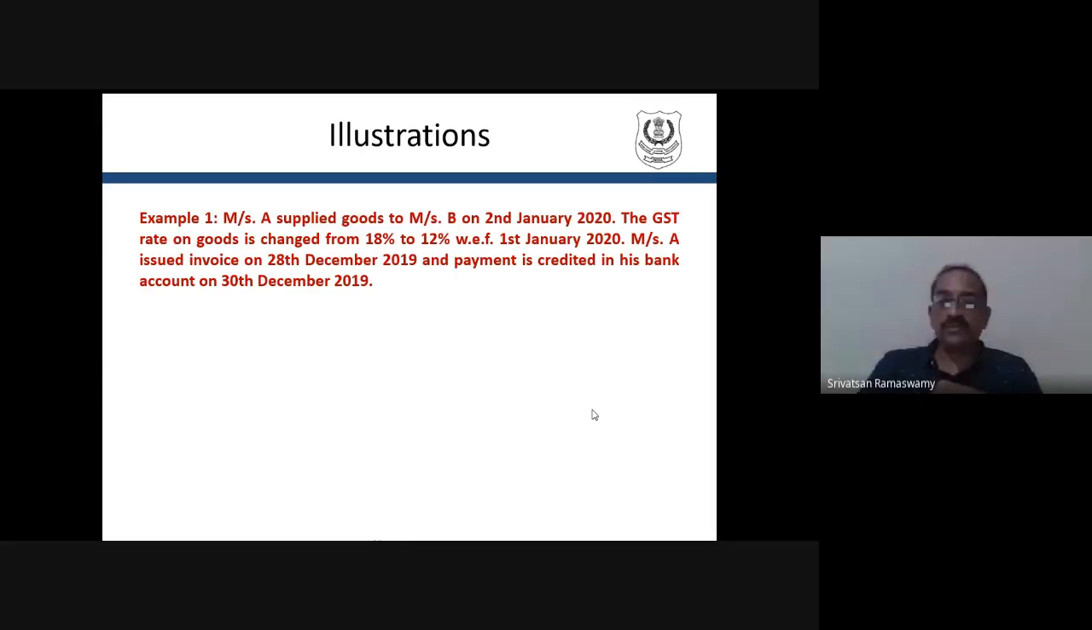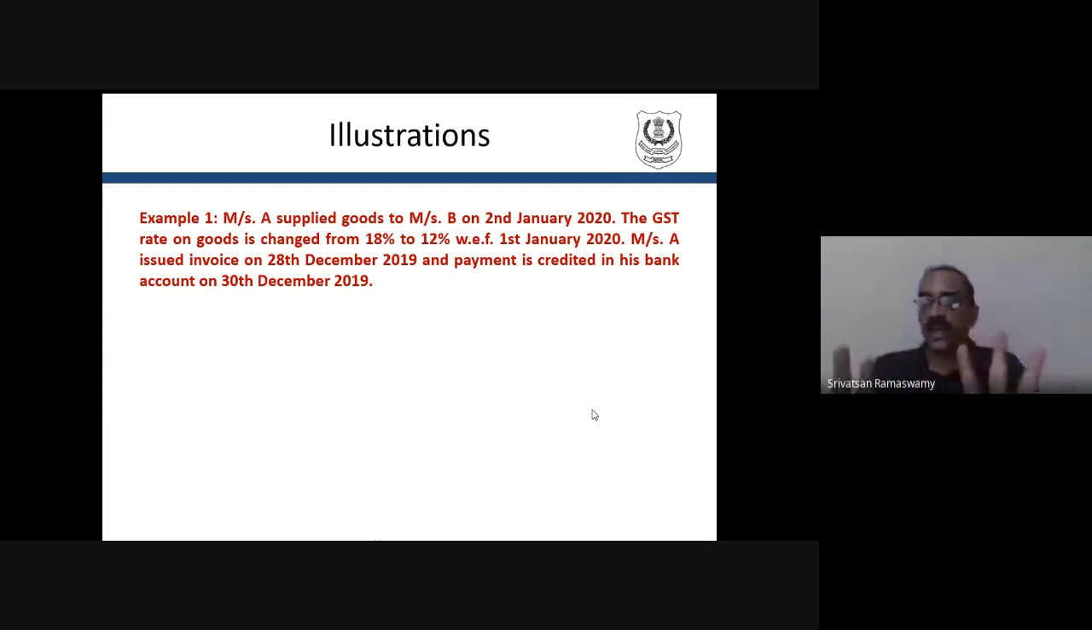So the second sentence gives us information about that. I have issued an invoice on 28th of December 2019 that I will be making a supply of machinery according to the contract for 10 lakh rupees. And on 30th of December, on receipt of invoice, probably my customer has deposited that 10 lakh rupees into my account.